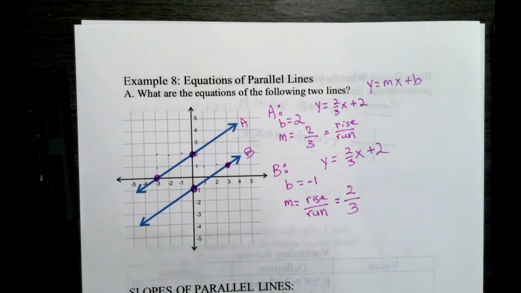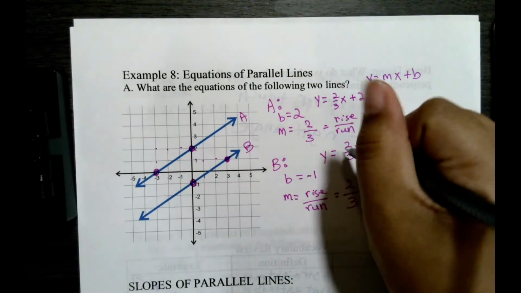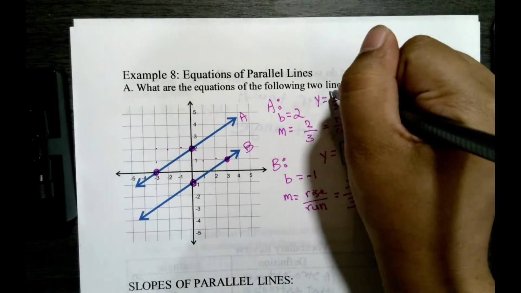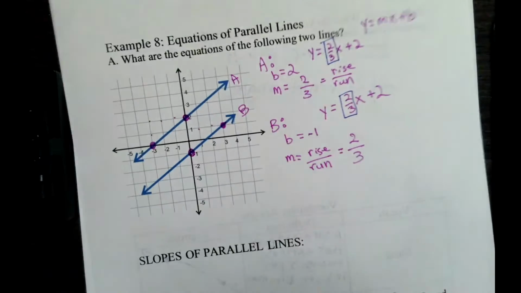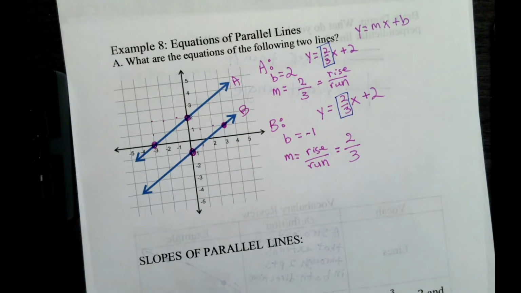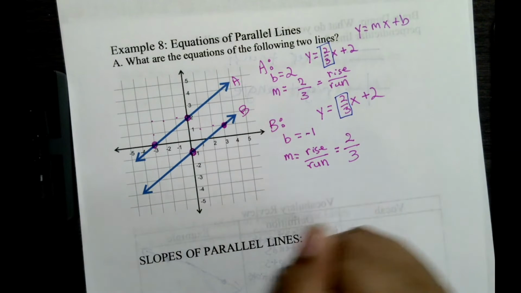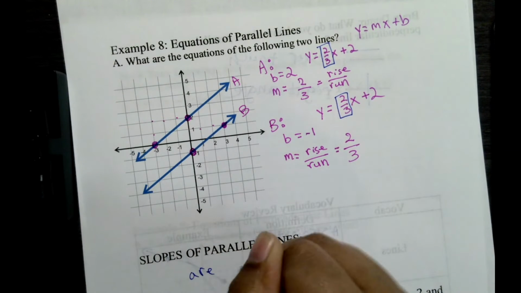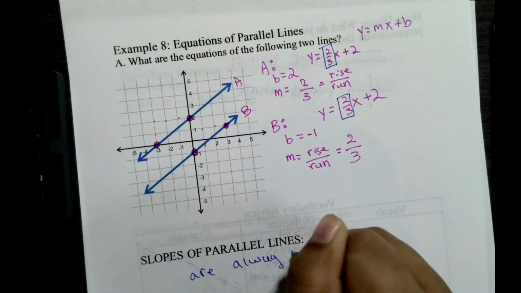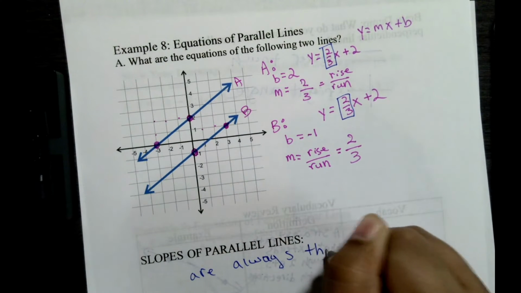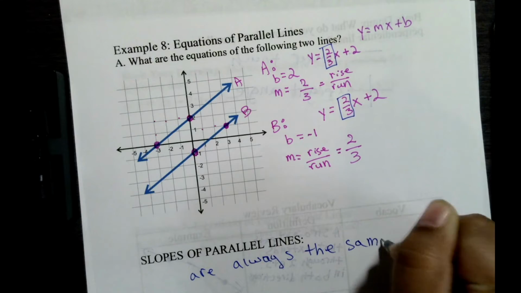And this is the slope in line A. The slopes of parallel lines are always the same. So if you are looking at parallel lines and you find the slope of one, you have already found the slope of the other. You've got it.